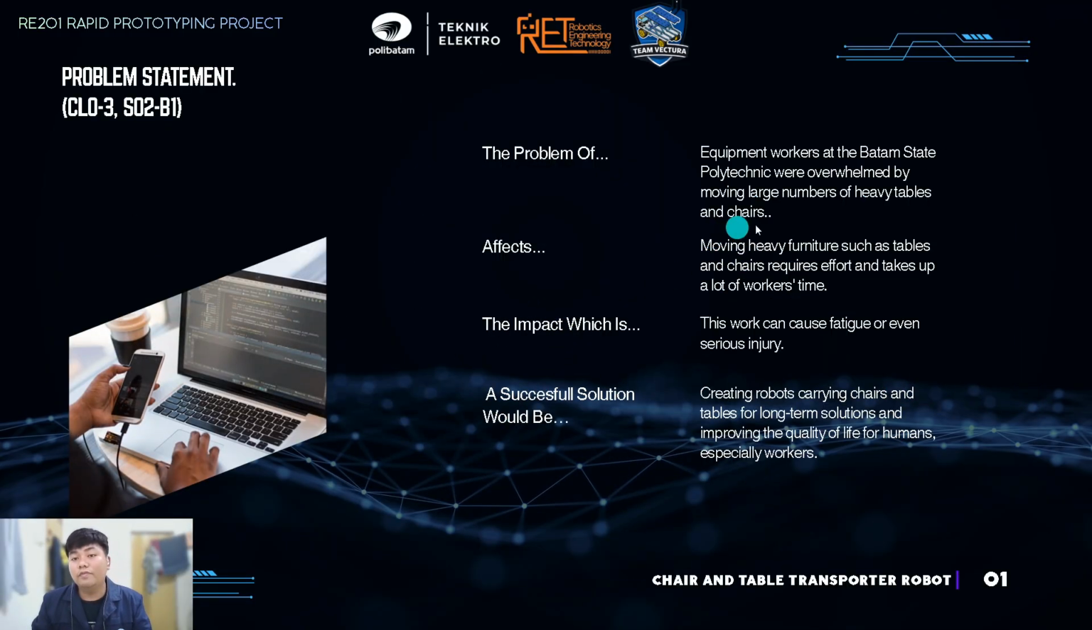The problem of equipment works. The workers at the state polytechnic are burdened by moving a large number of heavy tables and chairs. The effect is that moving heavy furniture, such as tables and chairs, requires effort and takes up a lot of workers' time. The impact is that the work can cause fatigue or even serious injury. A successful solution is creating a robot for carrying chairs and tables, a long-term solution that improves the quality of life for humans.